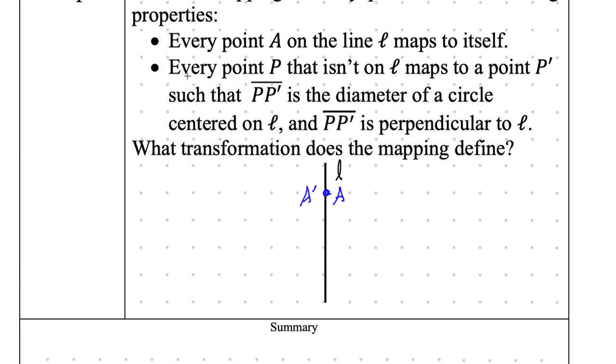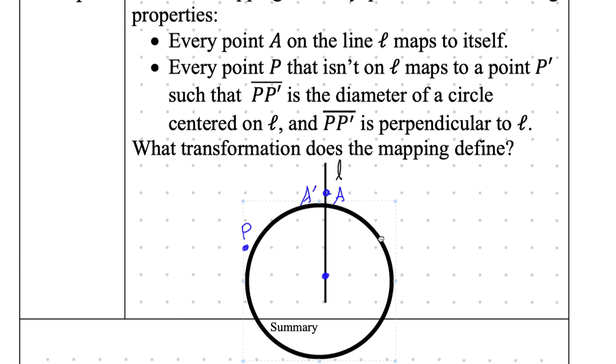What about the second one? Every point P that isn't on L, so let me draw a point P over here. This point P is not on L, clearly. It maps onto a point P prime such that PP prime is the diameter of a circle centered on L. Okay, so I have to have some circle centered on L. Let's try doing one down here. I'm going to say that's the center of my circle. If I were to make a circle, let's see if this works.